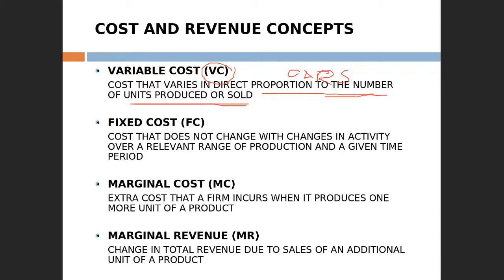Fixed costs would be costs that do not change with changes in activity over a relevant range of production. Okay, if you want to double your production, you might have to buy another machine.